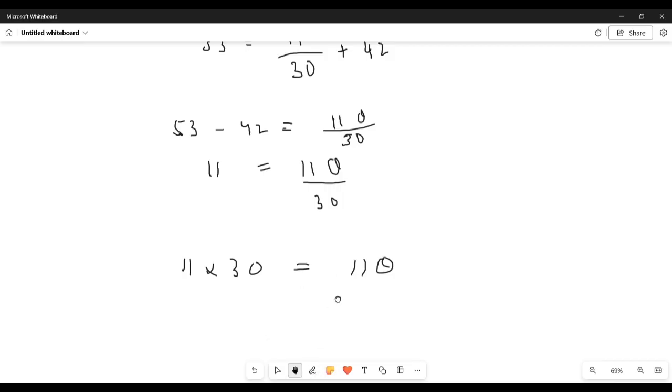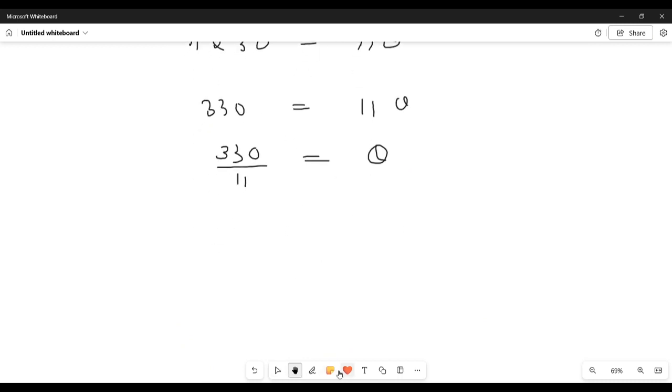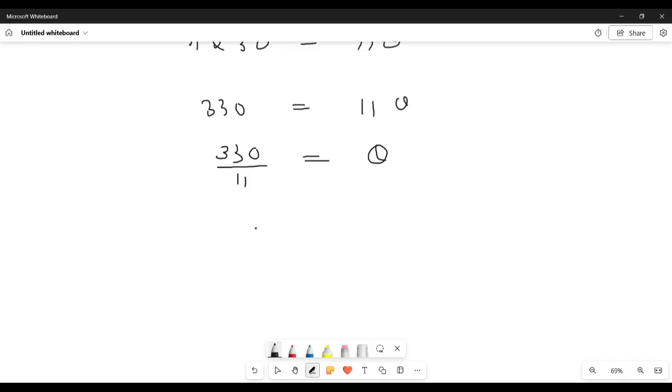And what will you get as the answer? It is 330 equals 11 theta. So 330 over 11, that's what you will get as theta. You will get 30 as the answer.